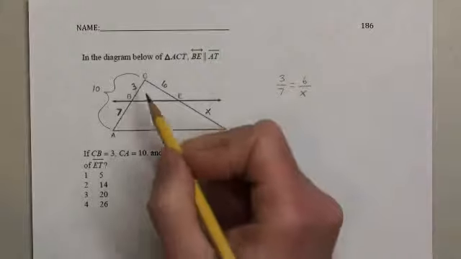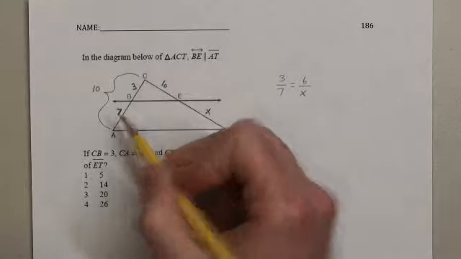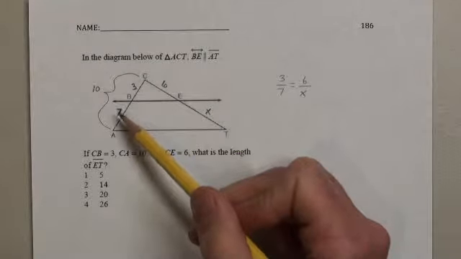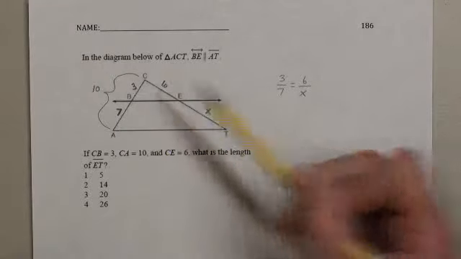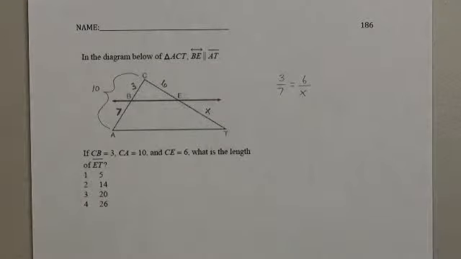We do the right side, and you go in the same order. Top over bottom, top over bottom. Or if you're going to go bottom over top, you can do that too, but you just have to make sure you do it in the same order. So I could also do 7 over 3 equals x over 6. It doesn't matter. To solve this proportion, you cross multiply.